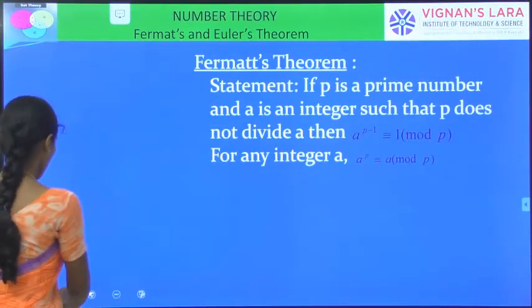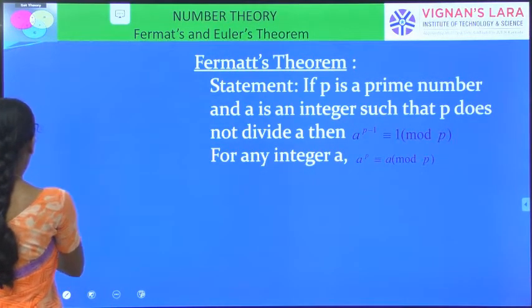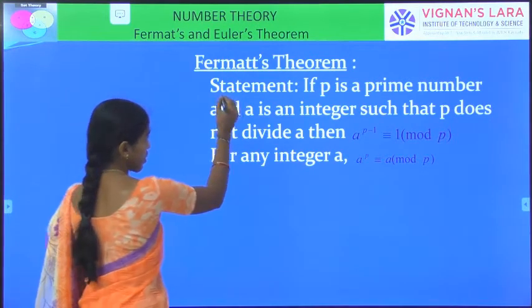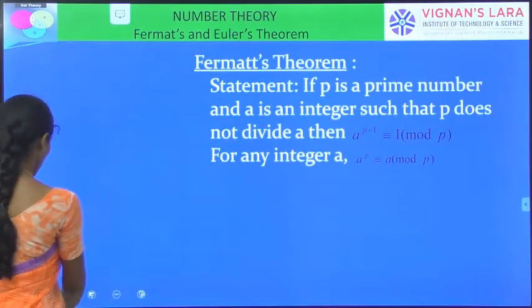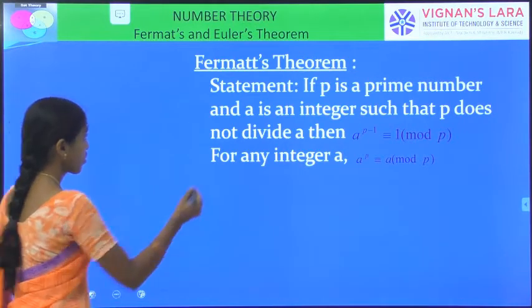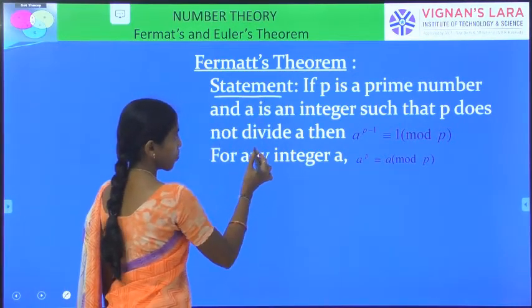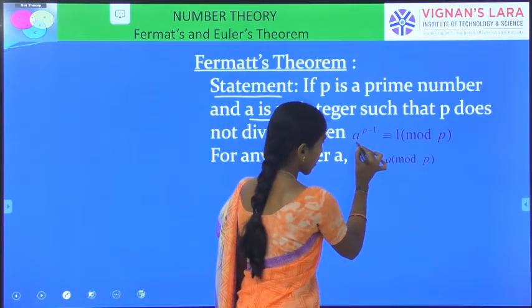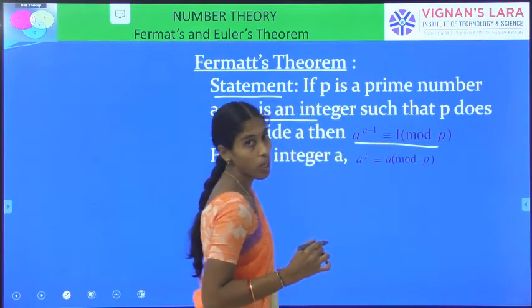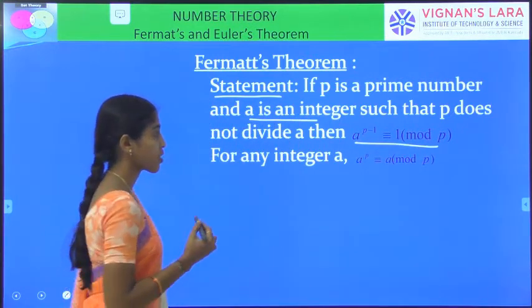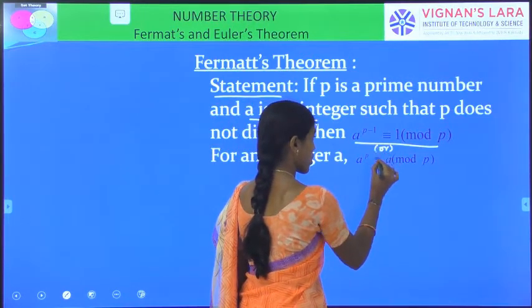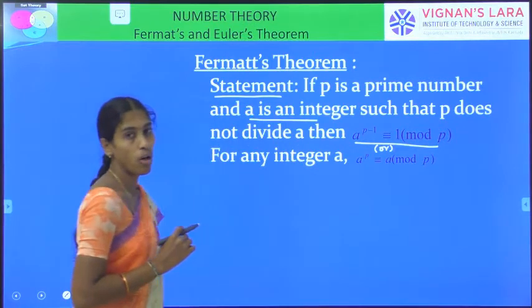Fermat's theorem. What is Fermat's theorem? The statement is, if P is a prime number and A is an integer, then A power P minus 1 is congruent to 1 mod P. Right? A power P minus 1 is congruent to 1 mod P. Or the same thing can be written as A power P is congruent to A mod P.